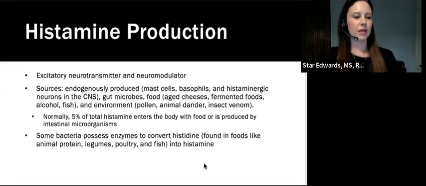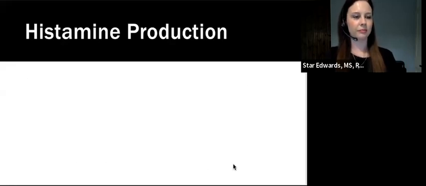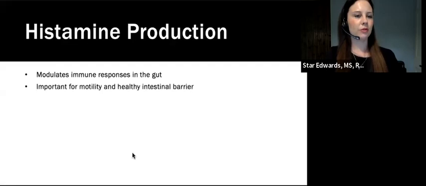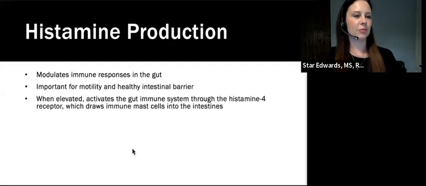Some bacteria possess enzymes to convert histidine found in protein into histamine. And then we have some bacteria who actually degrade histamine. Histamine is important for modulating the immune response in the gut. It's important for motility and a healthy intestinal barrier.